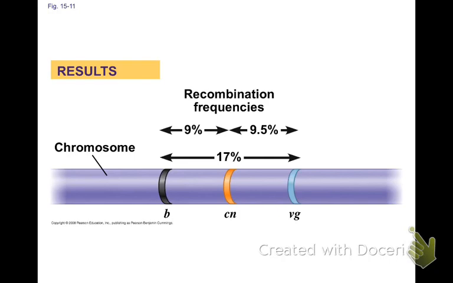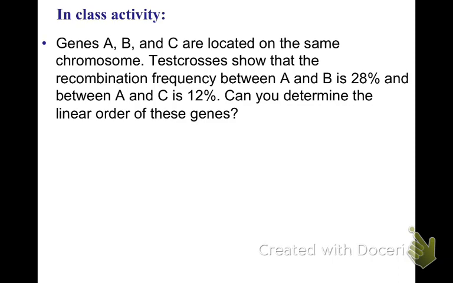Okay, so I just threw in this activity so we get the hang of what that entire topic meant. Okay, so to just drive home that topic, I have, like, say, genes A, B and C. Okay, they are located in the same chromosome, and test crosses show that recombination frequency between A and B is 28%.